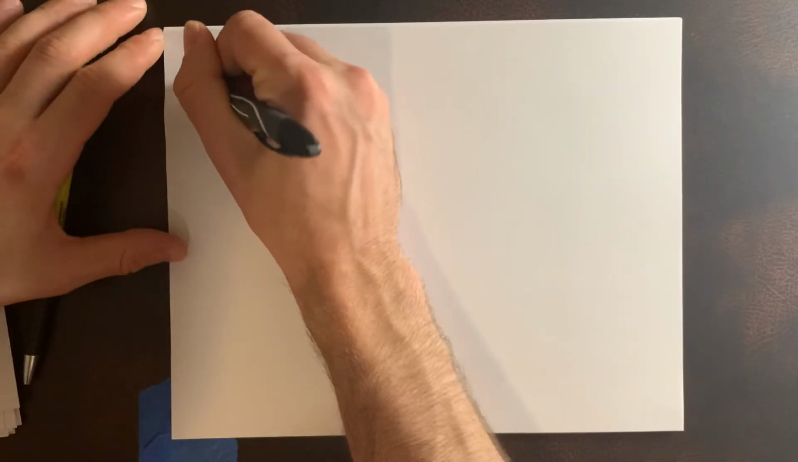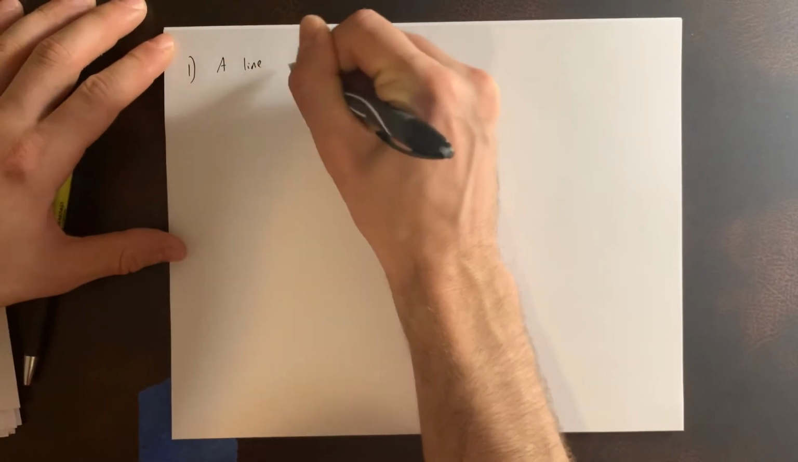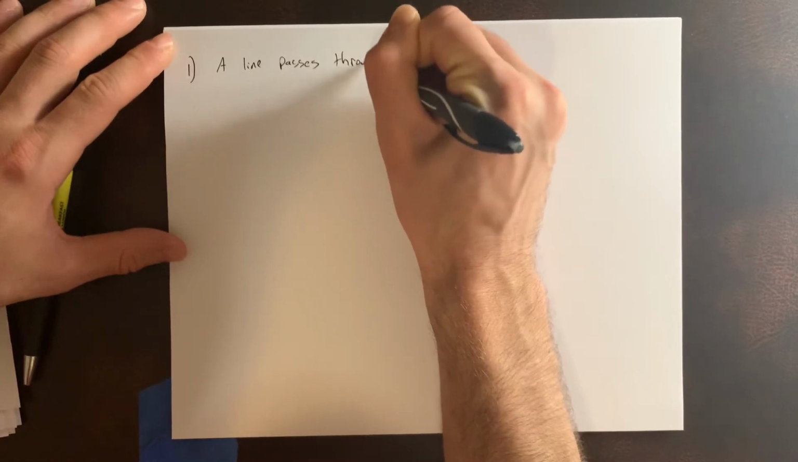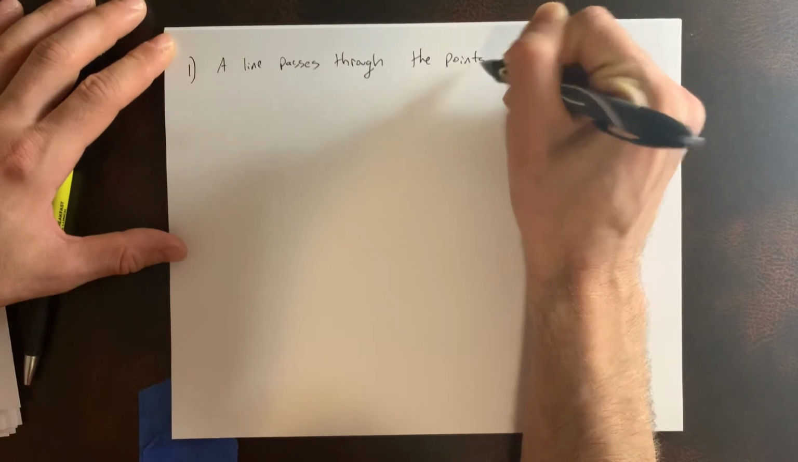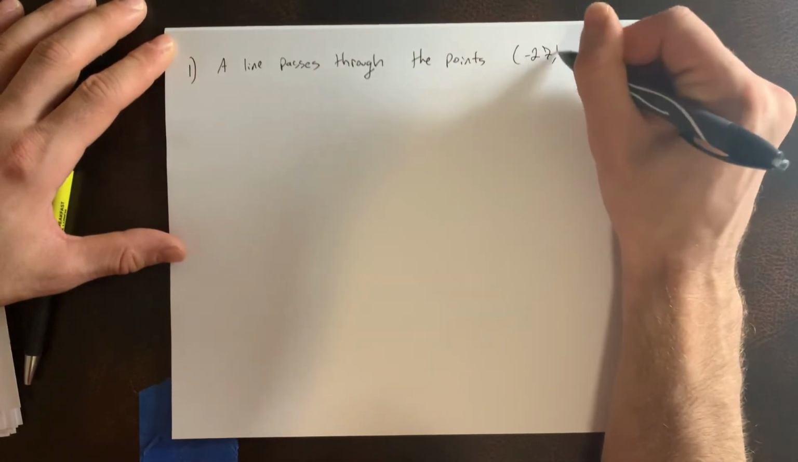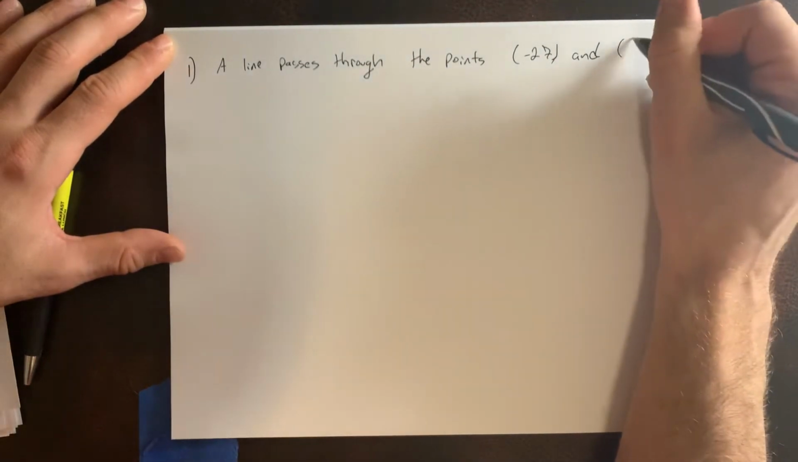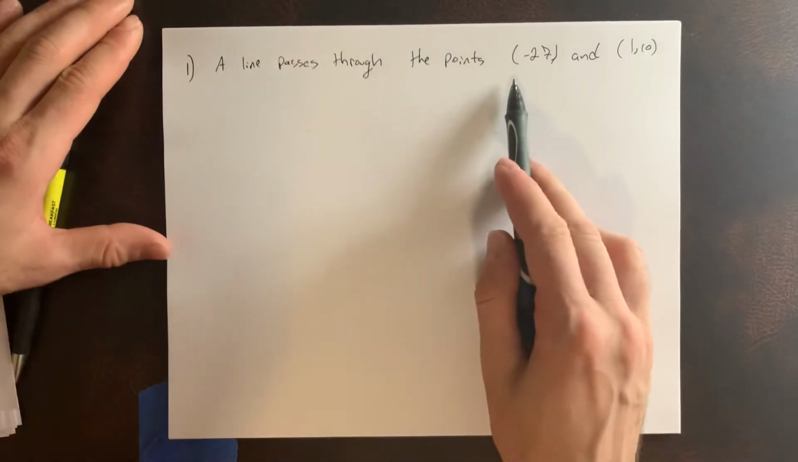Okay, so let's do a couple of questions of how we can find equations of lines. So this first example, suppose we have a line that passes through the points -2, 7 and 1, 10. We want to find the equation of a line that passes through these 2 points.